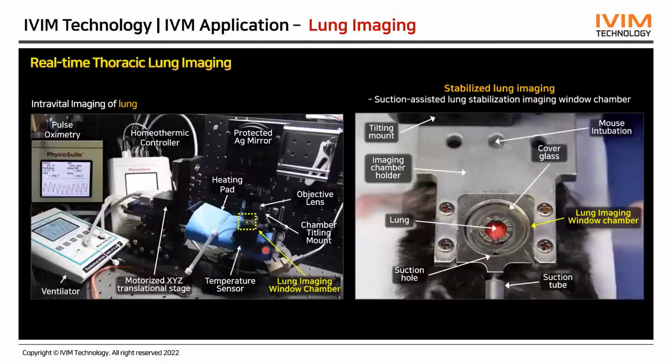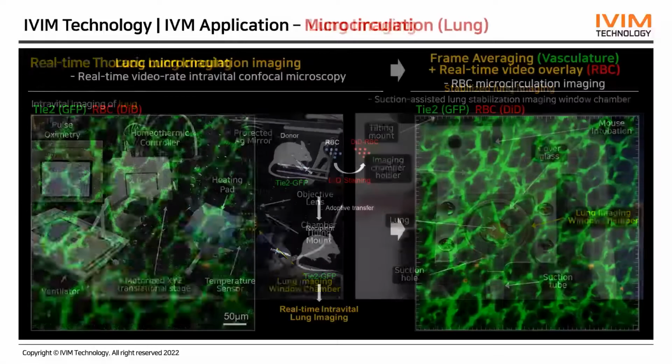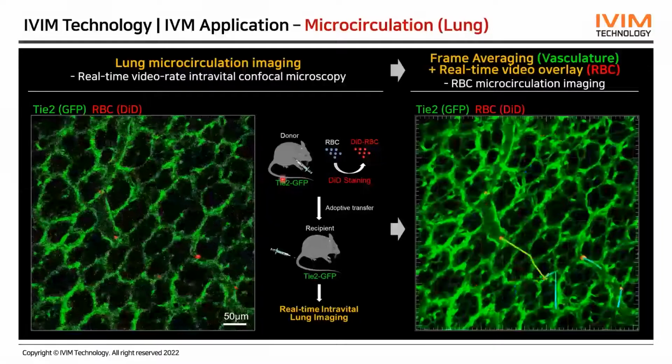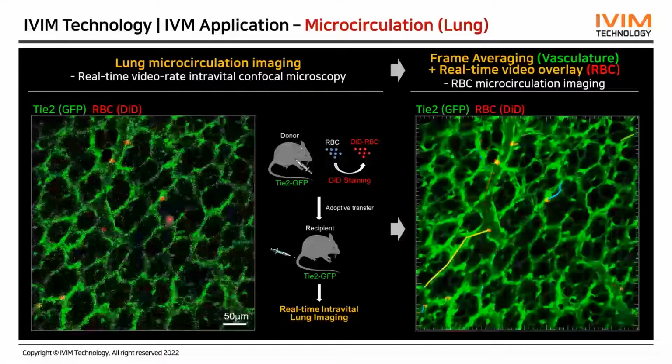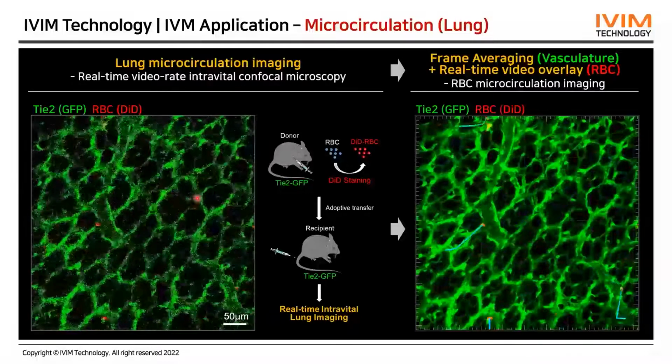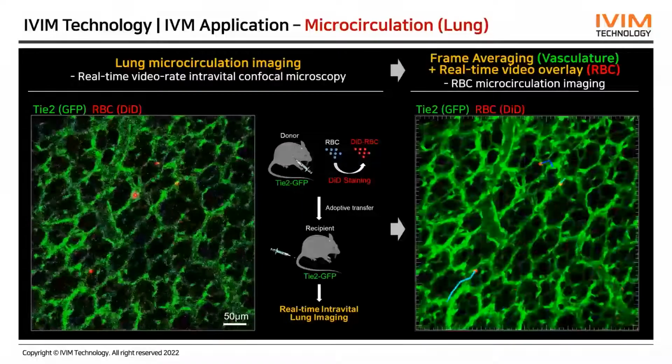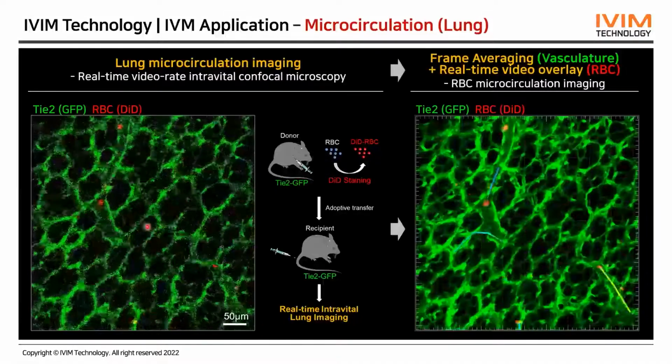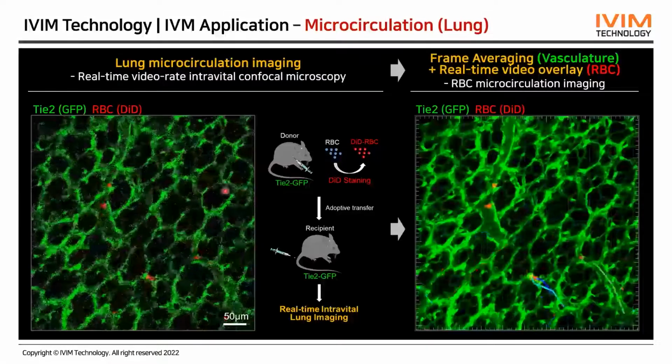This is the stabilized lung imaging window system, which is the suction-based system we developed for in vivo lung imaging. The chamber has a suction hole at the bottom plate to let the imaging tissue be attached to the cover slip with the slight negative pressure applied inside the imaging chamber. And utilizing this intravital lung imaging platform with the stabilized lung window chamber, we can acquire high quality real-time microcirculation movies of red blood cell microcirculation in the pulmonary vasculature.